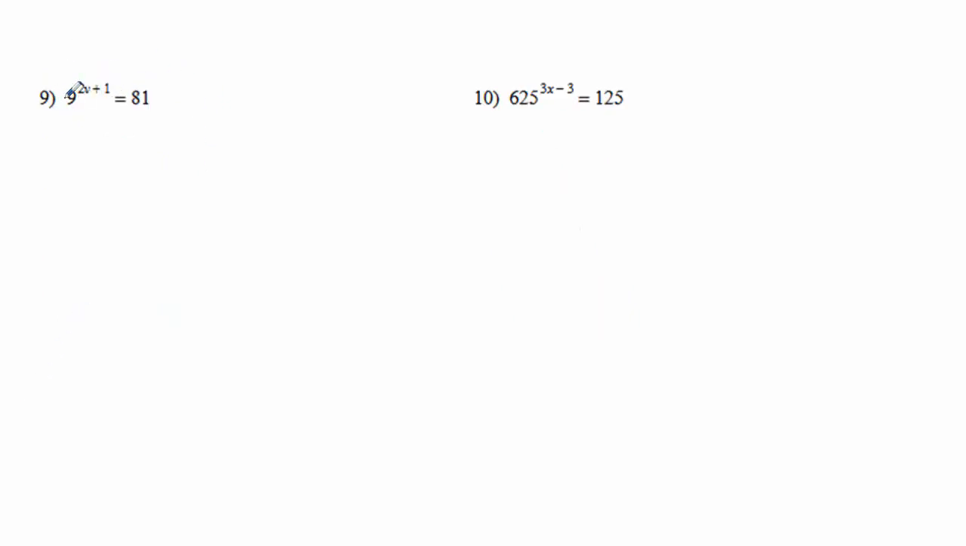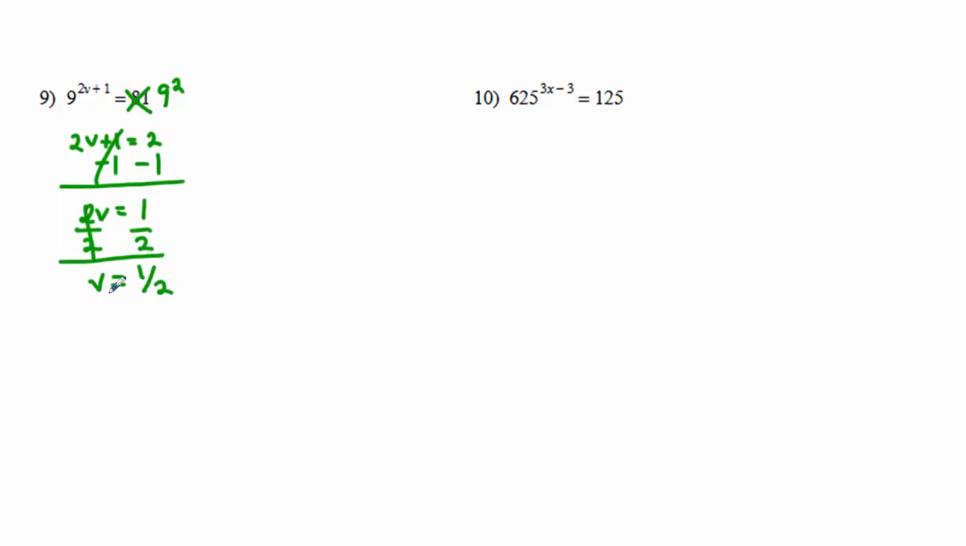Now on 9, I have 9 to the 2v plus 1 equals 81. So I want to try, if possible, to rewrite 81 as 9 to some power. Hopefully you remember your multiplication tables and you remember 9 squared is equal to 81. So now the bases of my exponential functions are the same. They're both 9s. So I can say 2v plus 1 equals 2 and then solve. I need to subtract 1. 2v equals 1. Divide by 2, which means v equals 1/2. You can write that as 0.5, but since it's a 1/2, it's easier just to write it as 1/2.